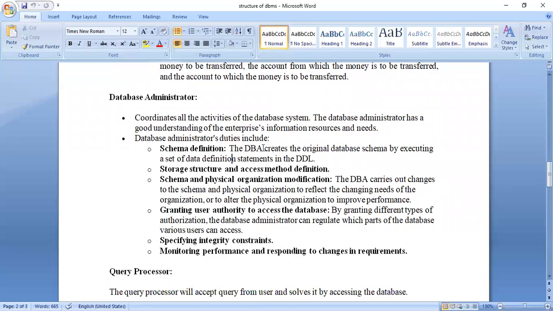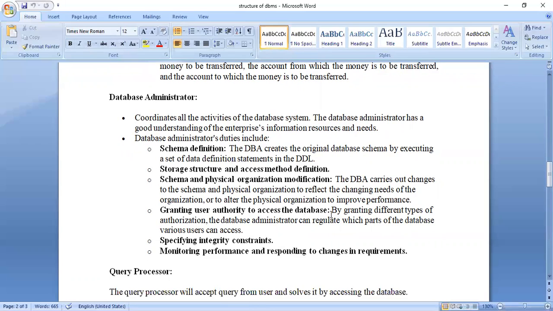So the database administrator, if you look, is working with the schema, that is the entire structure of the database, as well as working with the data within the database. Next, the database administrator grants users authority to access the database. If you look at our DML commands, you have something called DCL commands, which are grant and revoke. Yes, that is done by the database administrator.